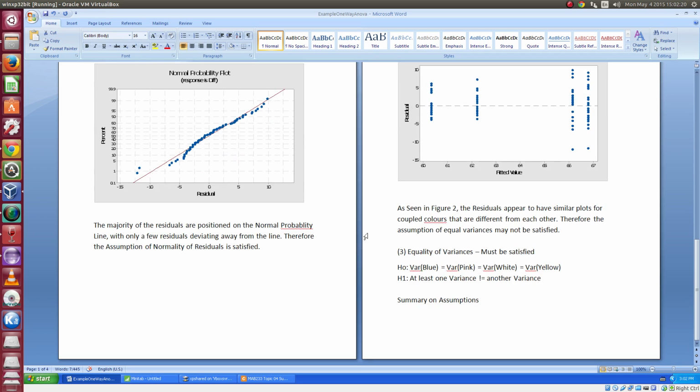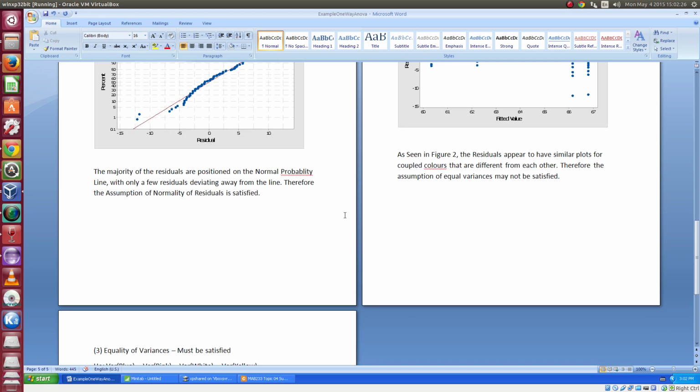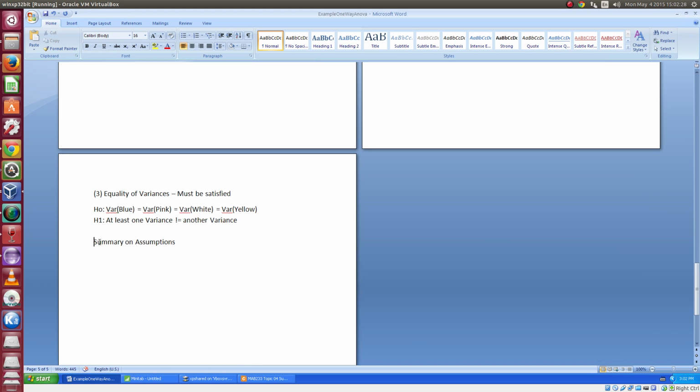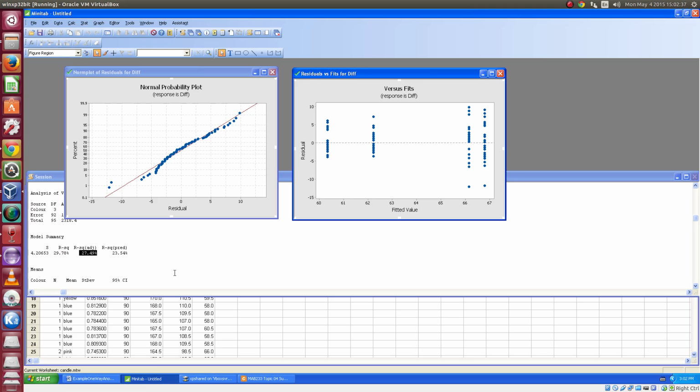One assumption is that the variances must be equal as well. So in order for us to be able to do this, I'm just going to put this onto a new page because I know the graph will want to be on a new page. We want to test this set of assumptions, the null being that the variances are equal and the alternative being at least one is different. So we can do this test.